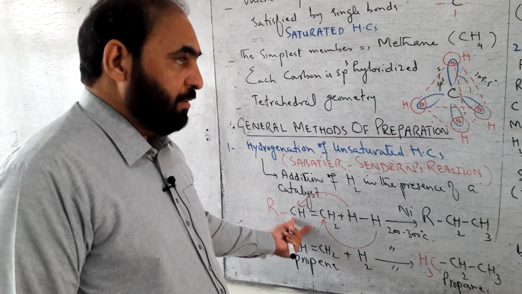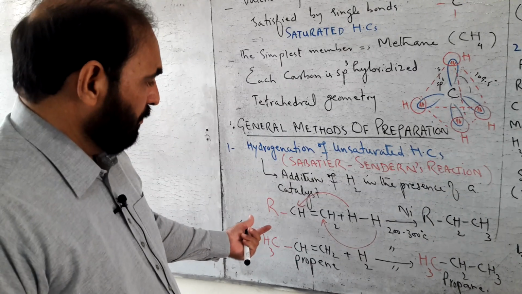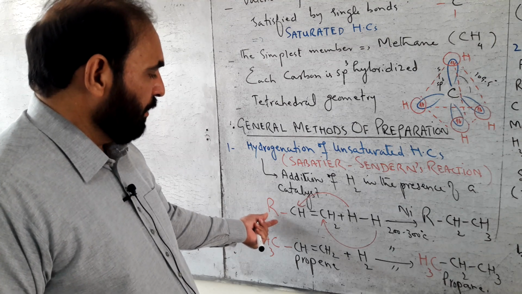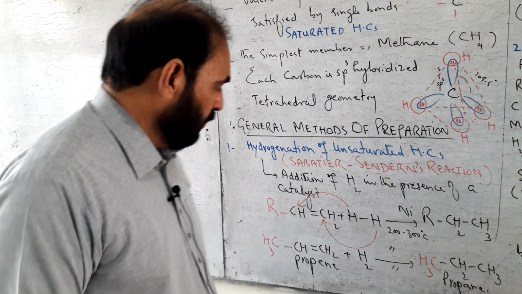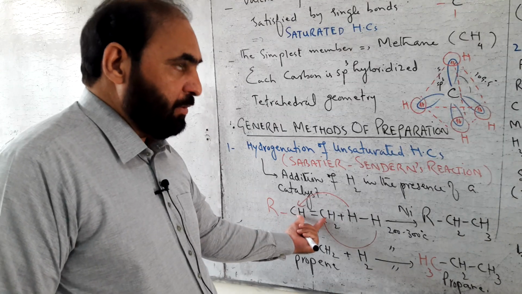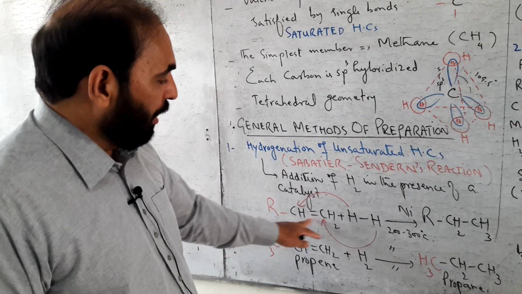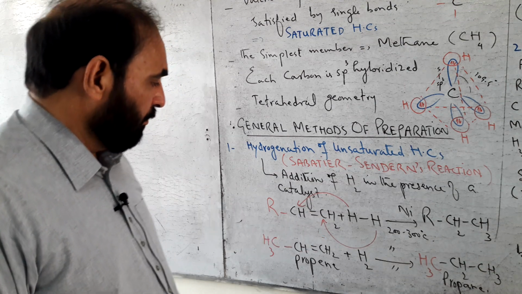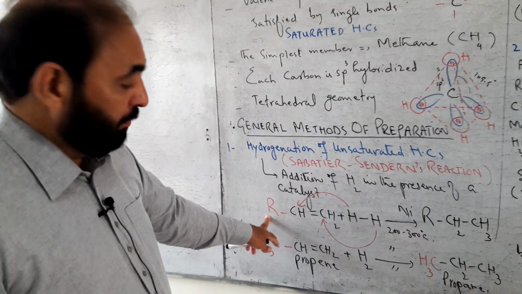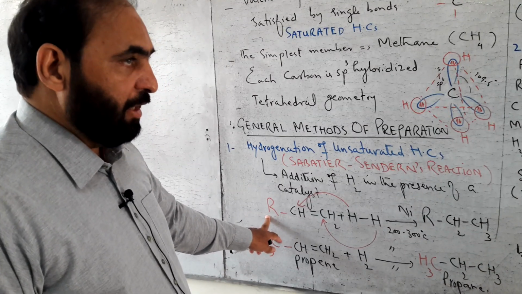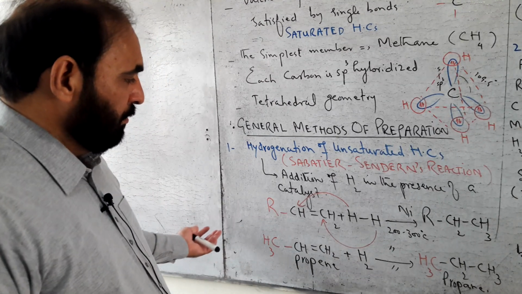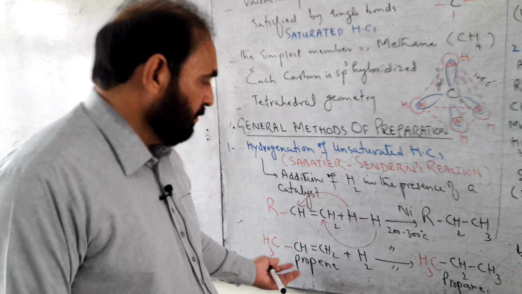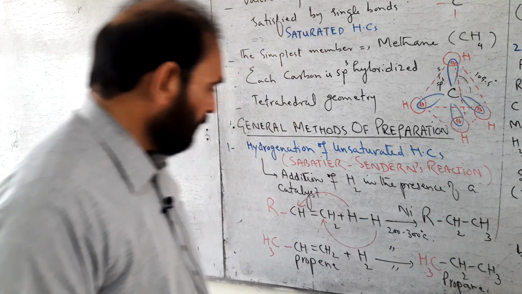For an alkene, the general formula is RCH double bond CH2. These 2 carbons are bonded by a double bond. R stands for alkyl group. It may be a methyl group or ethyl group. We get examples for this general reaction.